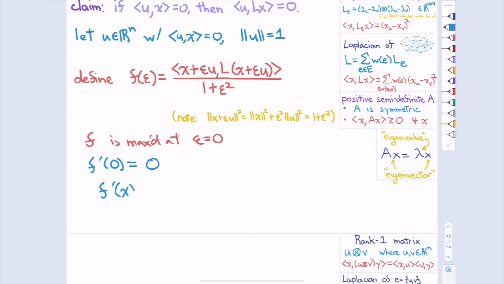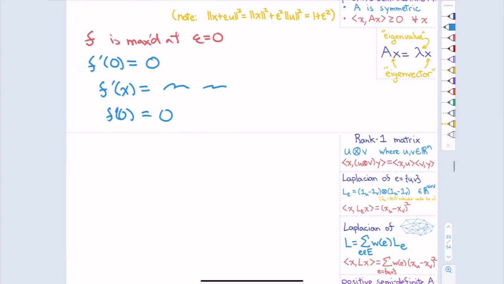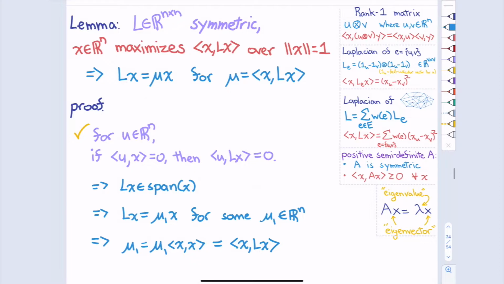but I don't know if you guys would want me to do this. You work out what this would be, and then you plug in f prime of 0 equal to 0. Out from inside will come out that uLx has to be equal to 0. We can do it, but anyway, we look at the first order conditions of this. I'll just leave it at that. That would prove the claim, and then everything else would follow.